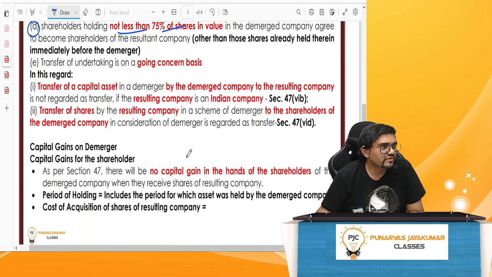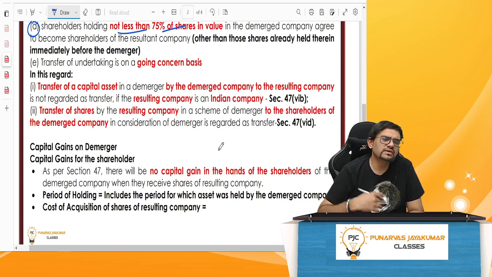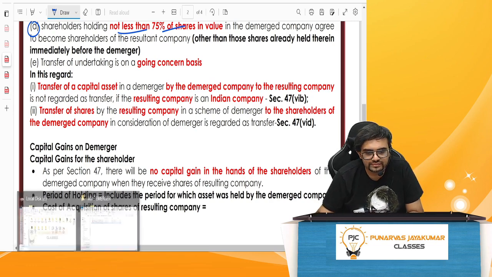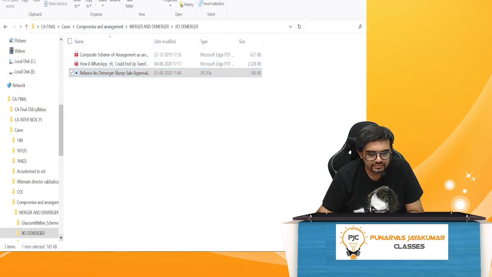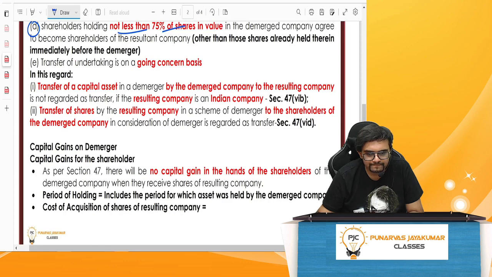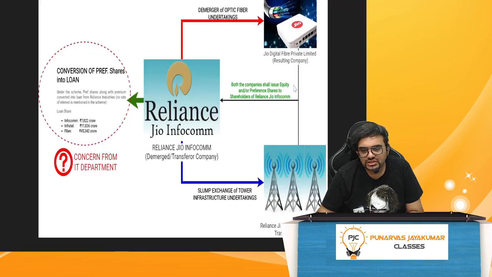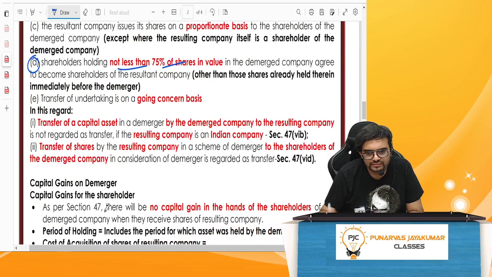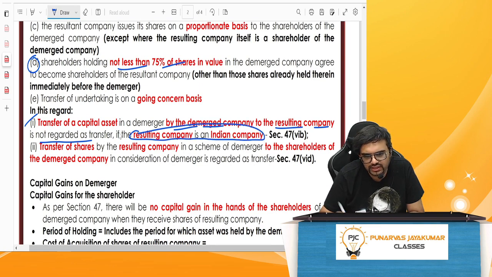In this regard, transfer of a capital asset by a demerged company to the resulting company is not regarded as a transfer. So if my company transfers some assets to your company, in this example, when both the companies issue equity shares to Reliance Jio Infocom, and I demerge into this and am issuing shares here, it is not a transfer, is what they are saying. The resulting company is an Indian company.